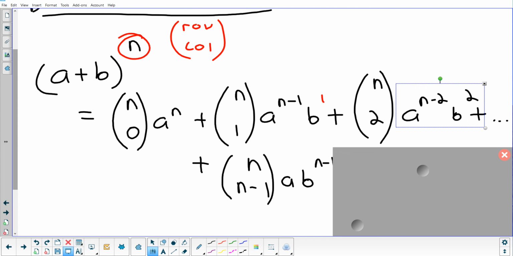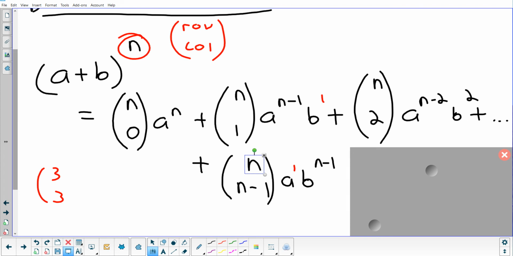you get to the second to last term. You know you're at the last term when these two numbers are the same. Okay? When you get to the second to last term, the column you're at will be 1 less than your row. You're almost at the end of your row. You're 1 before. The exponent on the a, this is the last time you see it. It's now a to the first power. It's dropped all the way down to 1. And b is almost at the highest power. It's 1 less than the highest power.